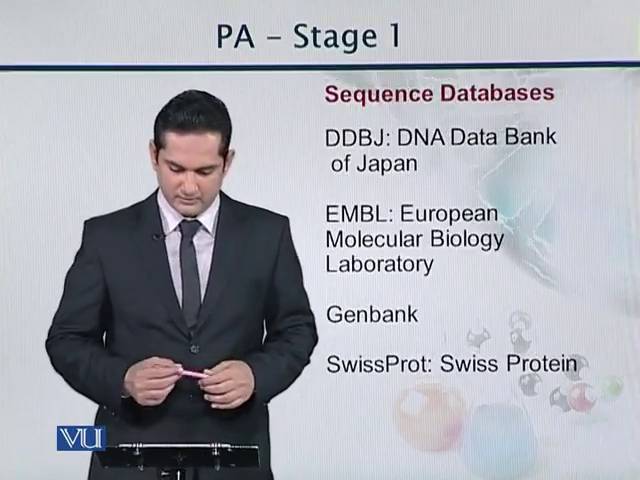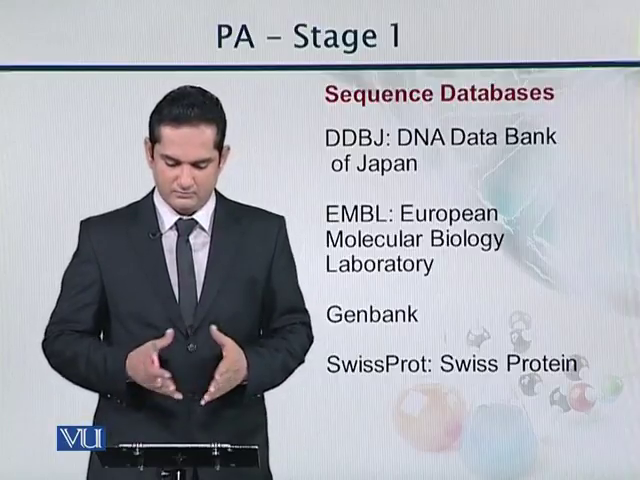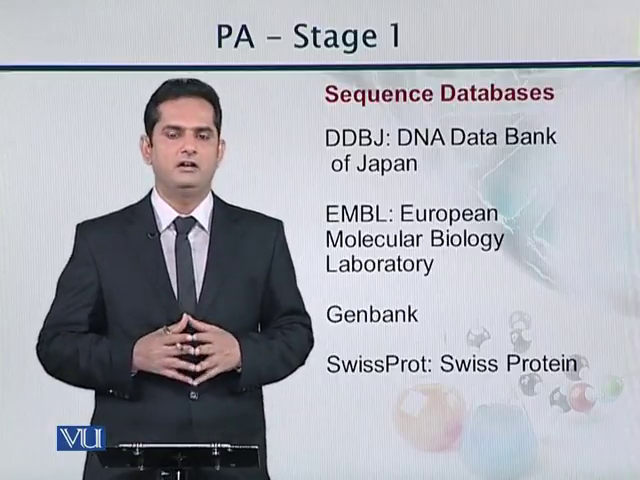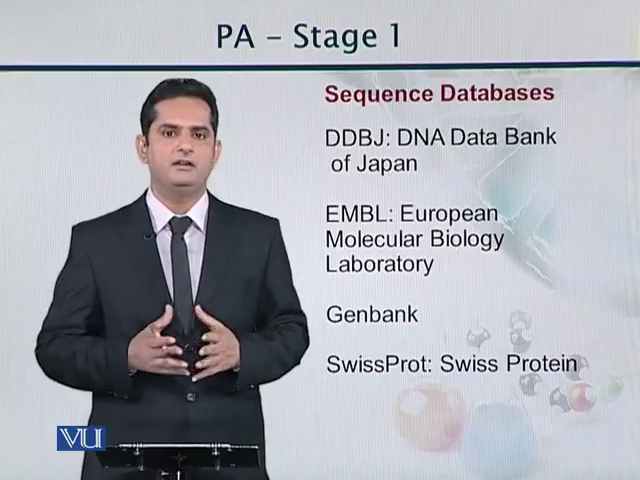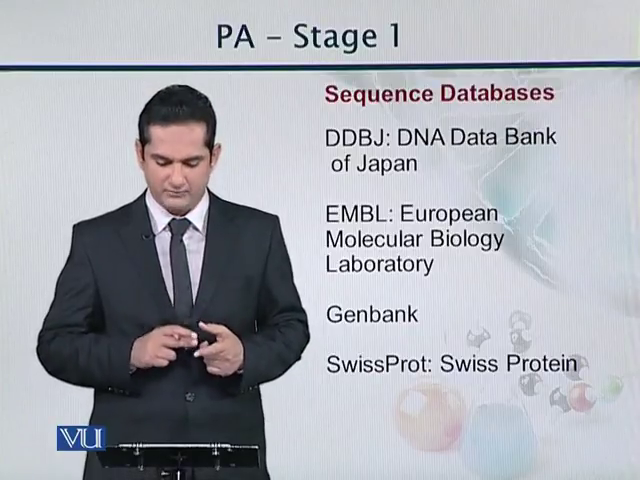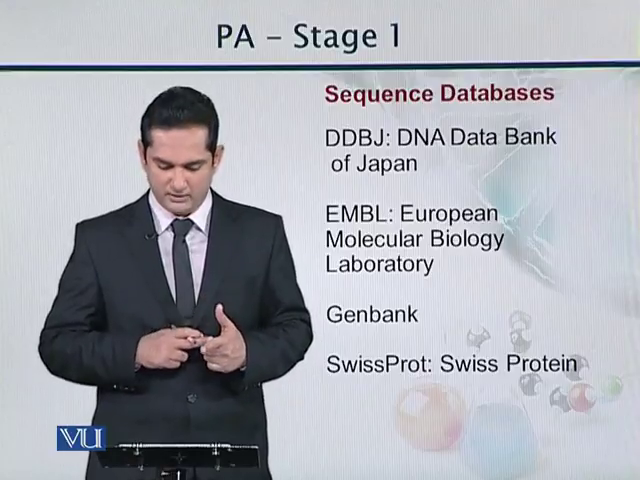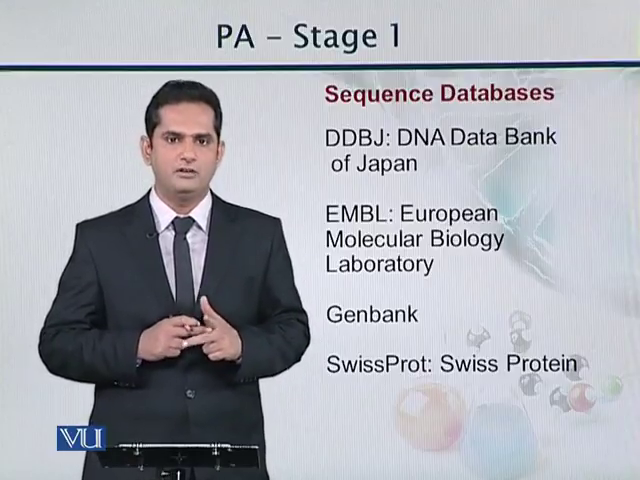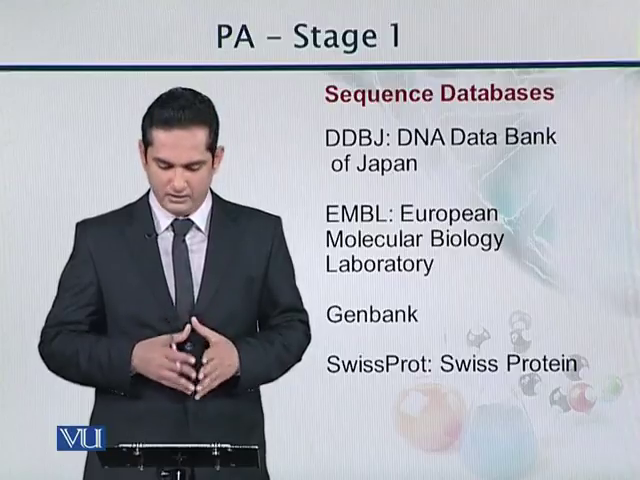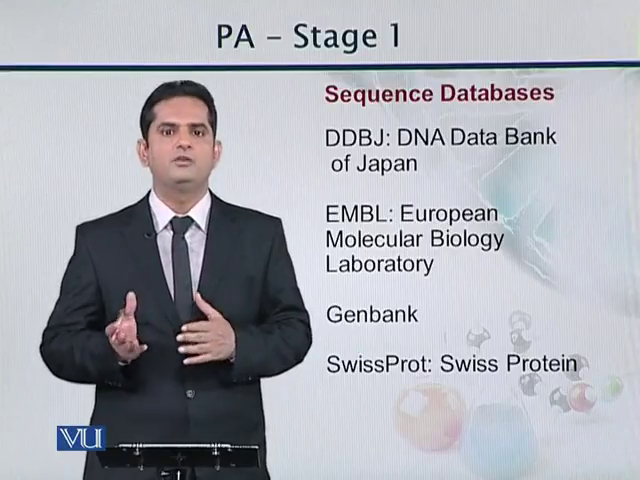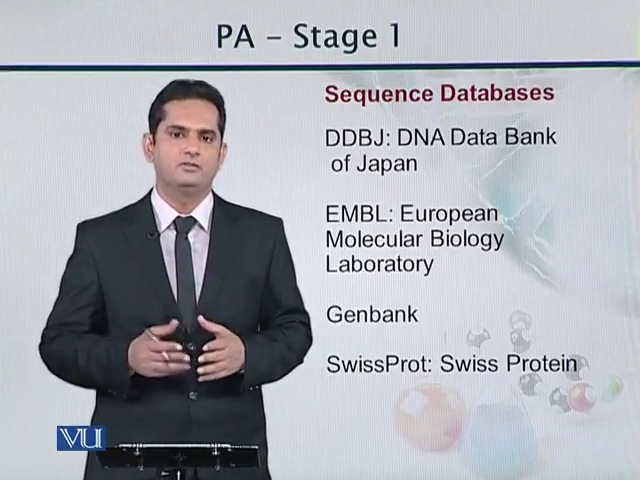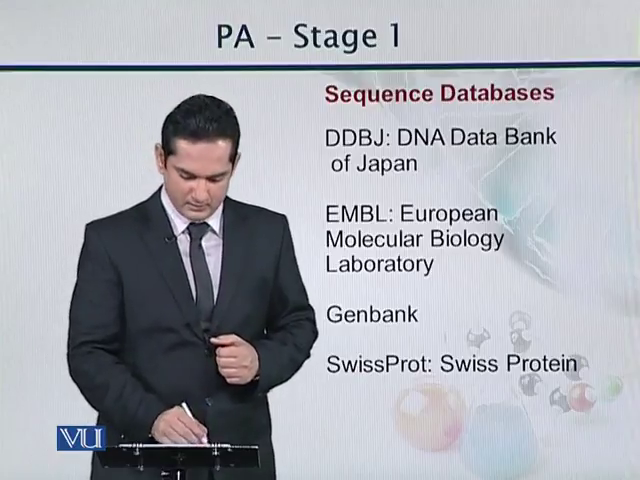So for sequence databases, we have these 3 major sequences for DNA type information. For example, we have GenBank, then we have DDBJ, which is DNA Data Bank of Japan, and third one is EMBL, European Molecular Biology Laboratory database, and then we have SwissProt, which is the protein database owned by a Switzerland laboratory.